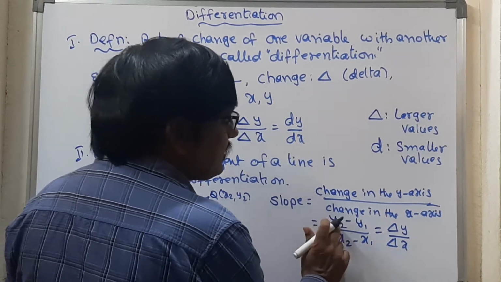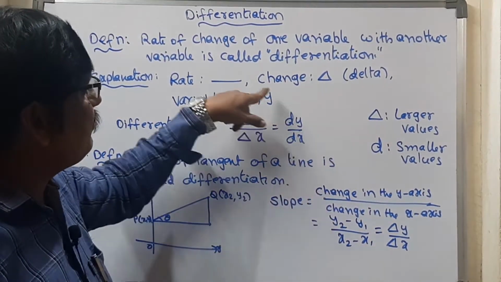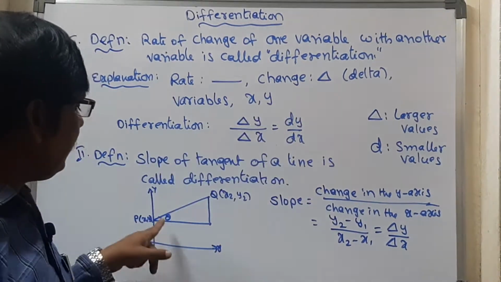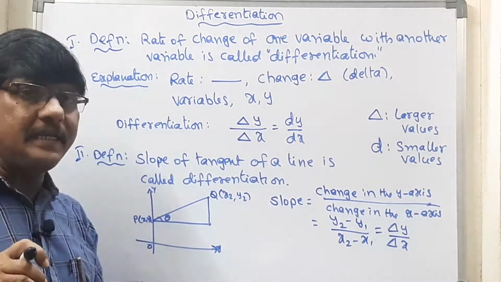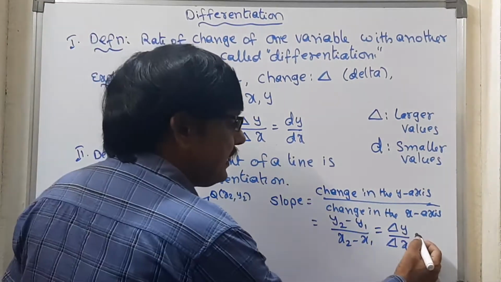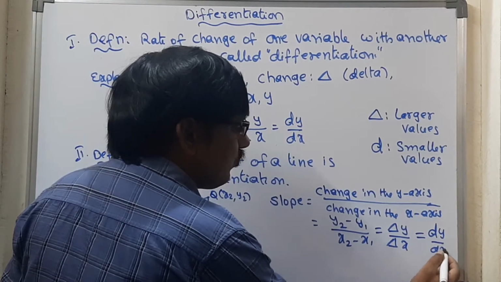See here, because y2 minus y1 is a change. Change is the letter we express as delta, as we learned before. And here we are considering two tiny, smaller values. So instead of delta y by delta x, what we can write is dy by dx.